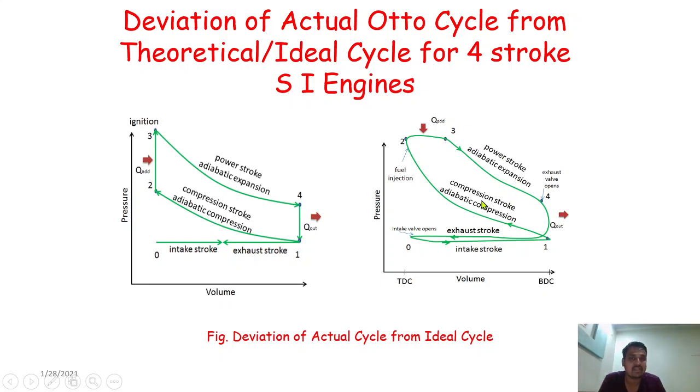There are different reasons, and they come under the deviation of the actual Otto cycle from the theoretical or ideal cycle for 4-stroke SI engines. We are going to understand these reasons, because of which we never get the actual cycle like the theoretical ideal cycle or theoretical Otto cycle, and we do not get curves similar to it. This is the theoretical Otto cycle and this is the actual or real engine cycle.